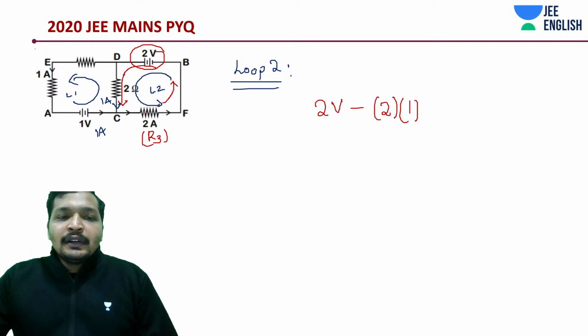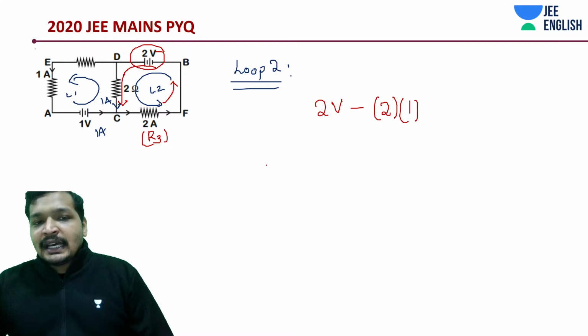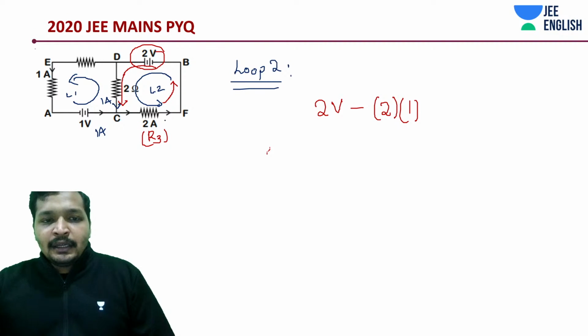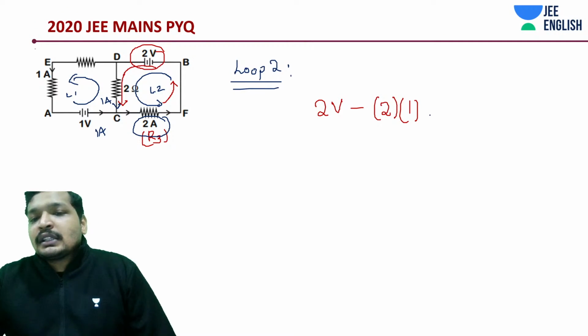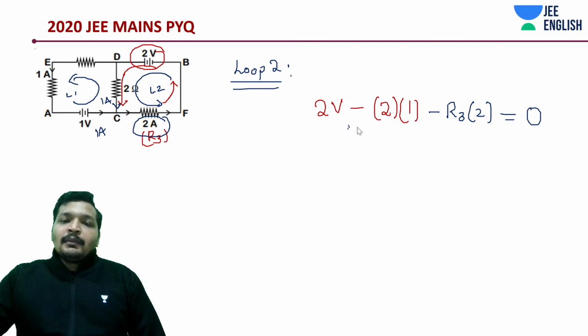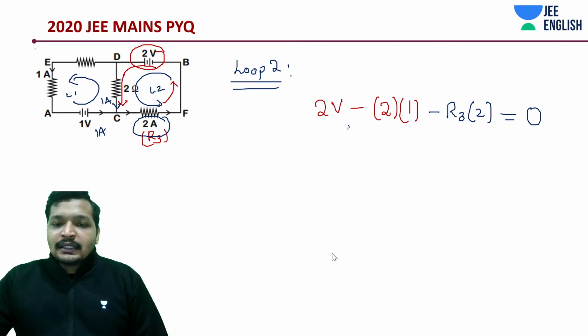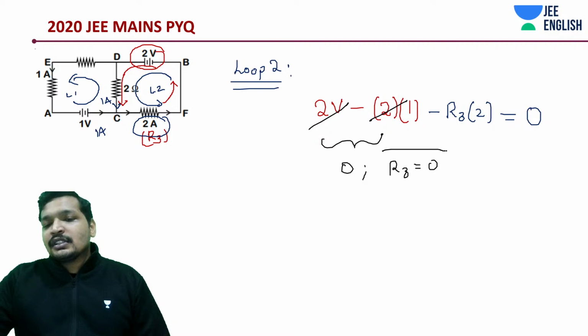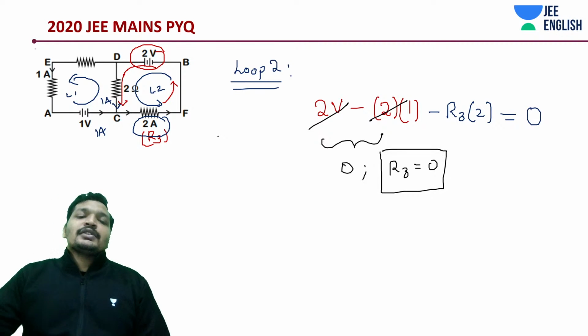And then the current 2 ampere is flowing in this direction. This 2 ampere is moving in this direction, and what is that unknown? R3. We are moving in the direction of current, and the resistor is not going to be negative, so this is equal to 0. But have you noticed something interesting? The value of R3 should be 0, basically a short. Current is not 0, value of resistance is 0. That is when this is possible.